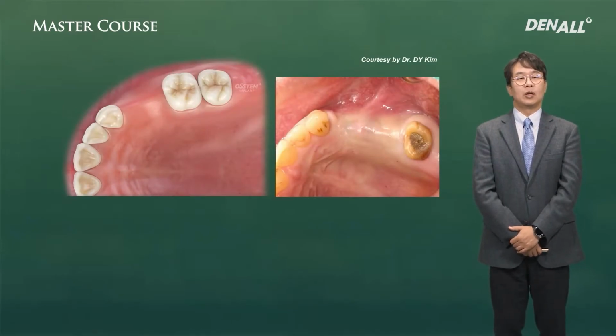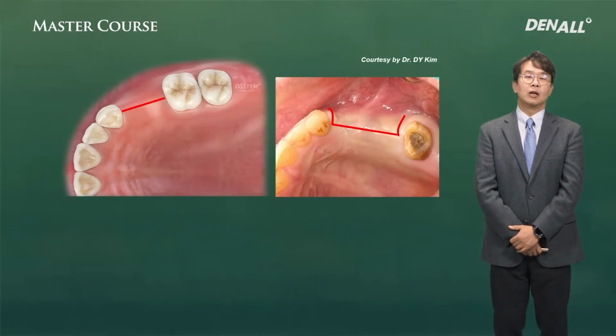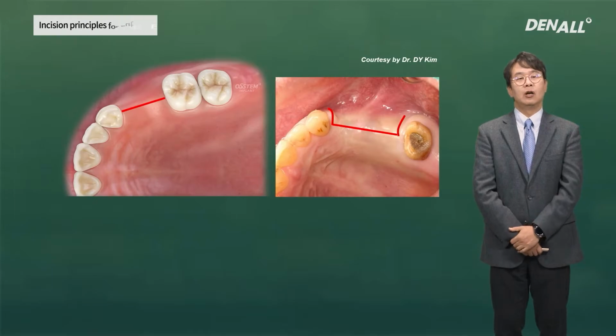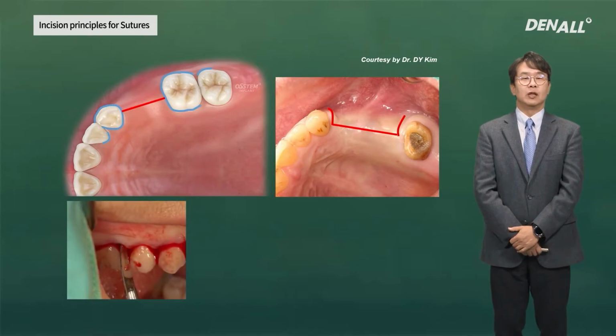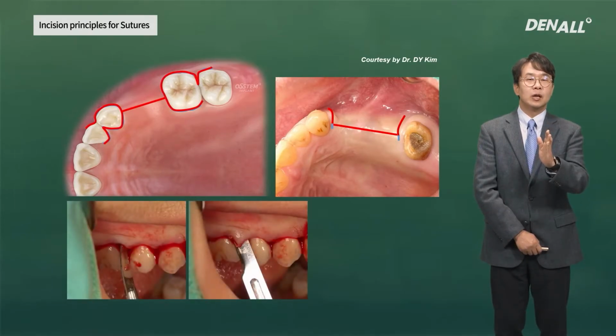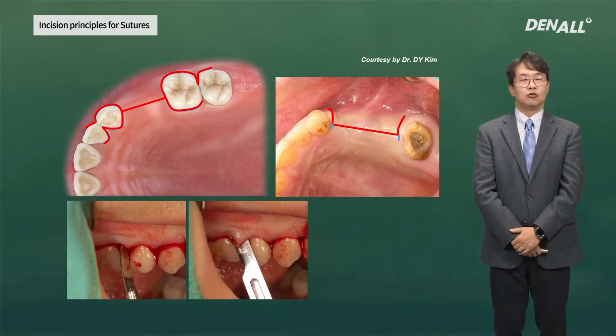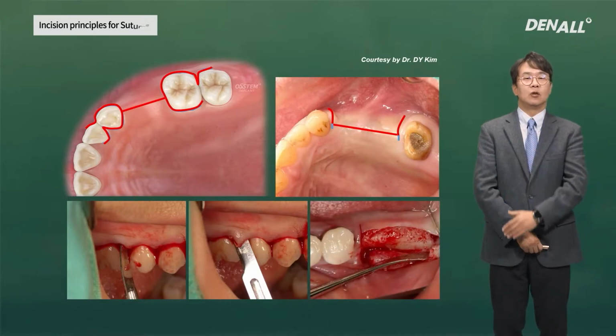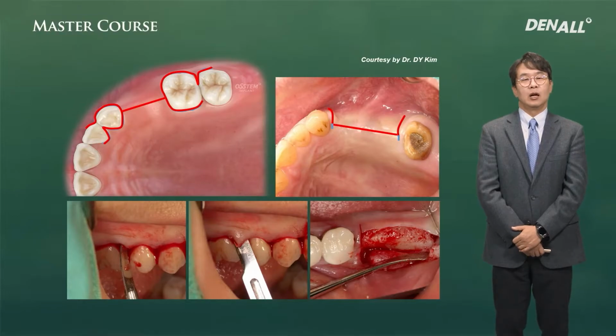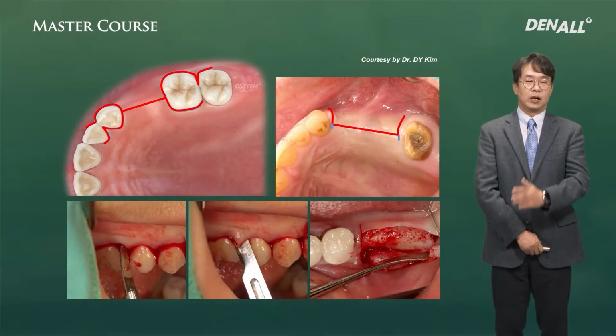So if you apply it clinically, first number 15 is used to make the incision, and number 12 is used to complete the incision if number 15 could not cut all the way. Then you can simply reflect the flap.